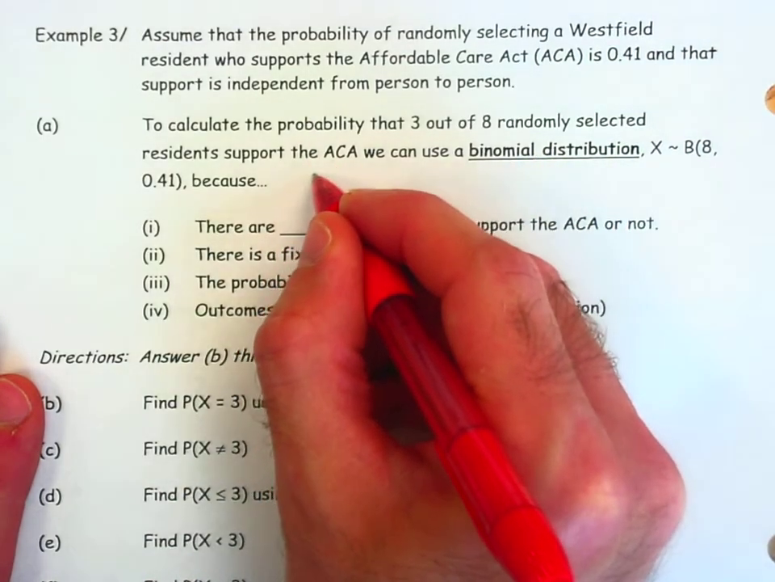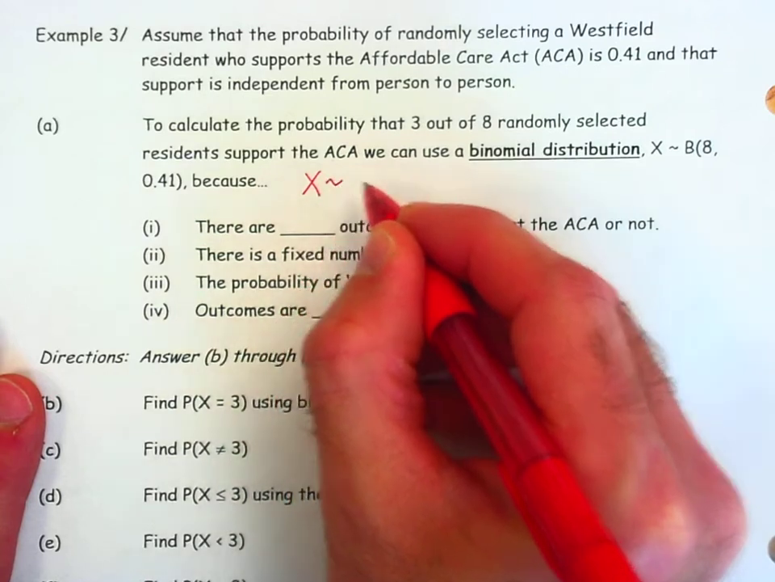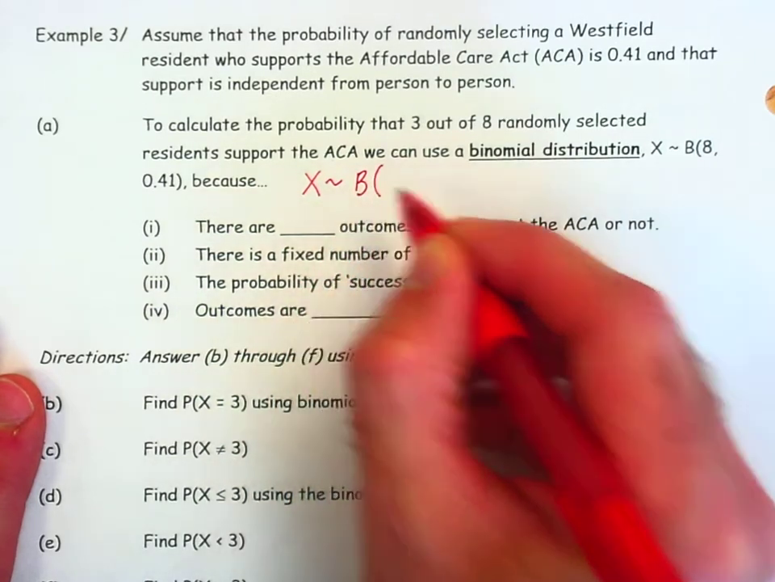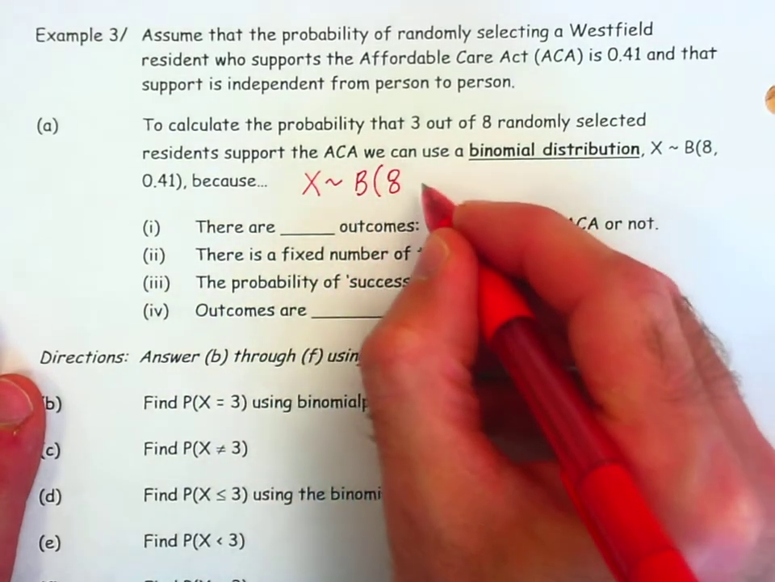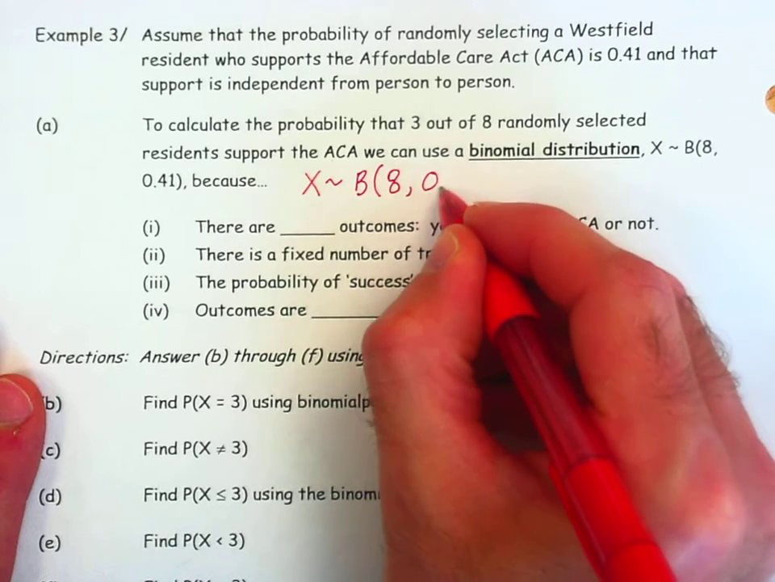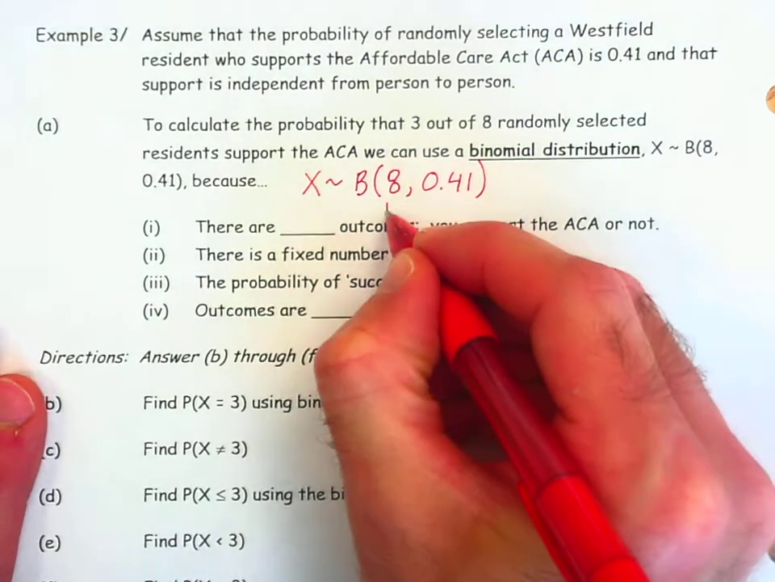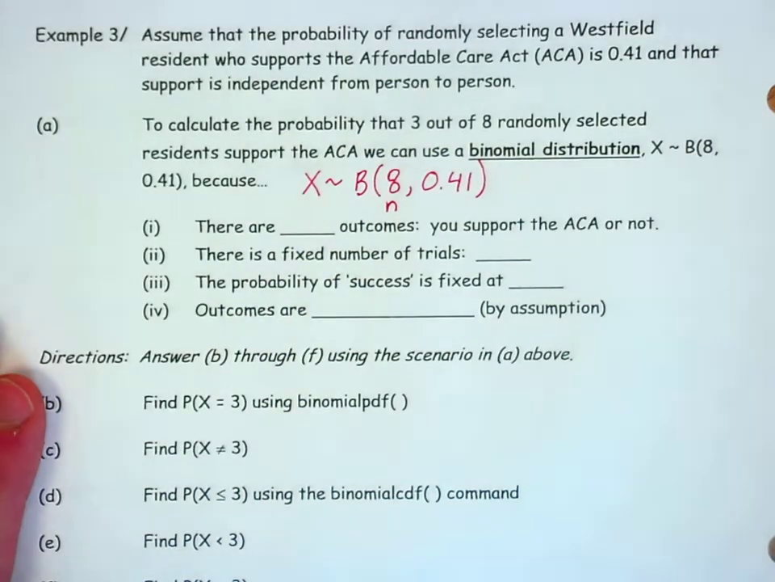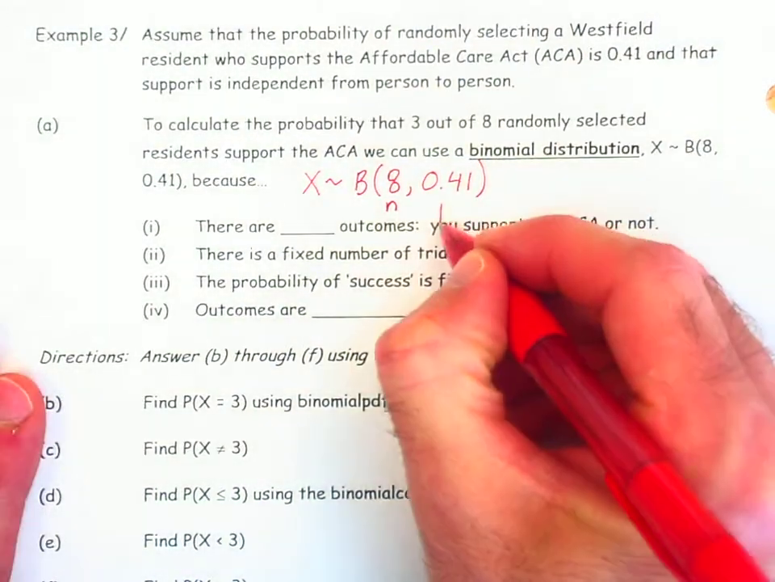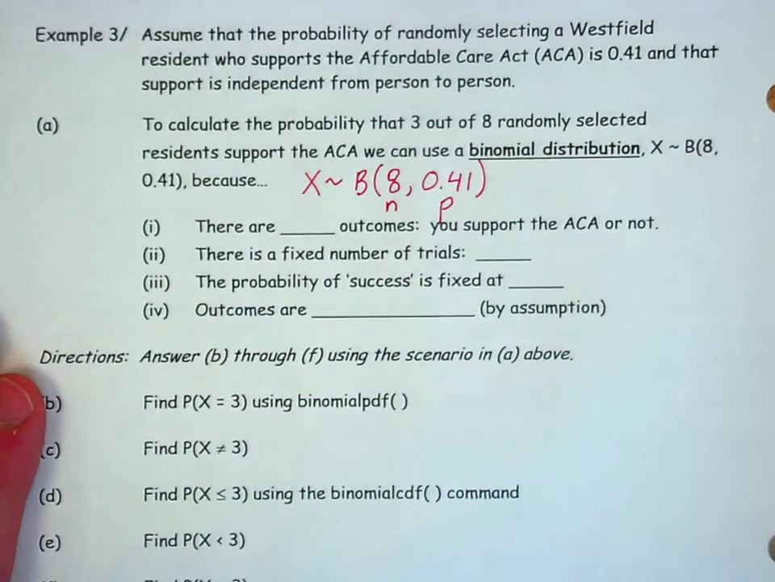So notice, what I'm suggesting is that X is distributed binomially, B for binomial, where N is 8 and P is 0.41. So in terms of this notation, this is N, that is the fixed number of trials, and this is P, the success probability, which is fixed. And of course, the B stands for binomial.